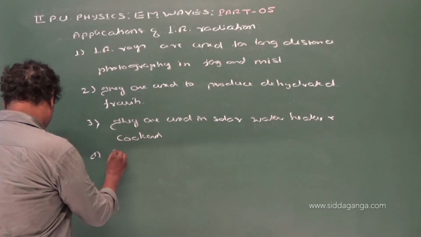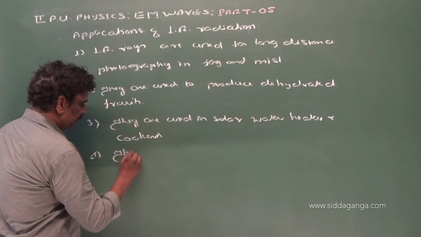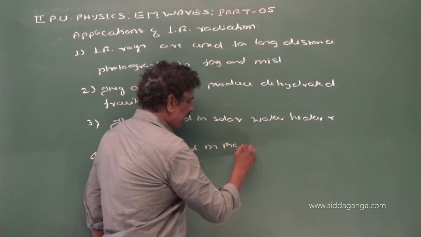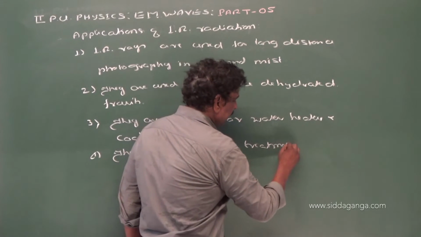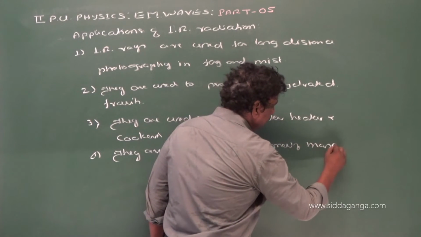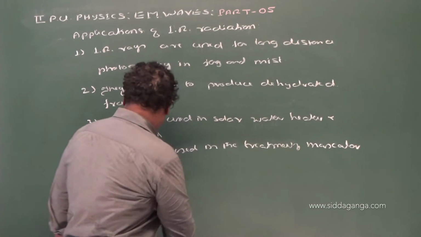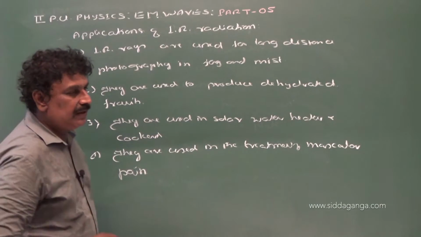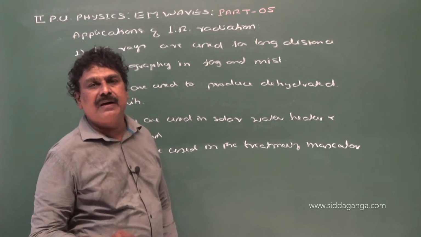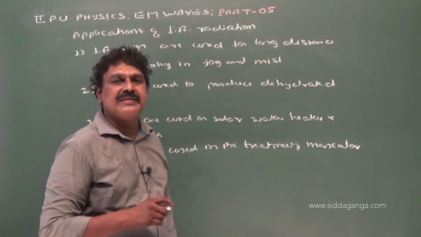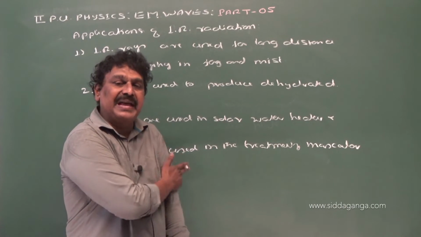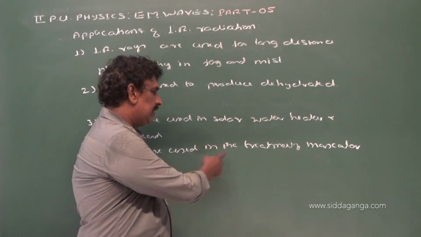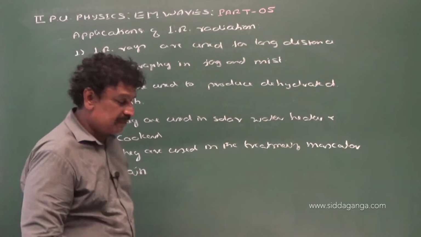Now the fourth one, they are used in the treatment of muscular pain. Generally, whenever infrared radiation of a suitable wavelength is made incident on our muscle where there is pain, we can be relieved from the pain. Therefore, they are used in the treatment of muscular pain.